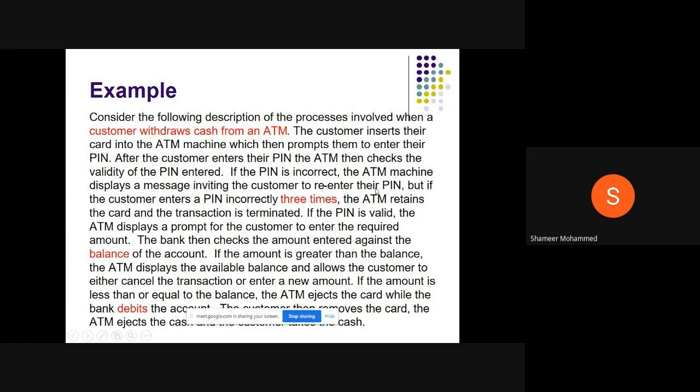Re-enter the PIN. If all attempts are wrong, your transaction is closed. Also, your account is blocked.